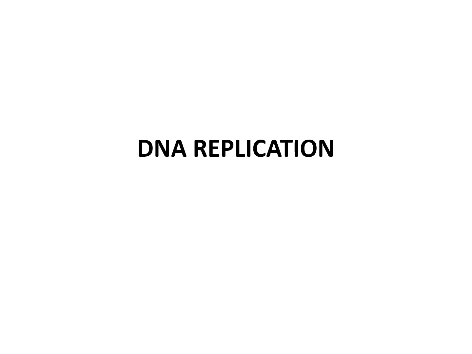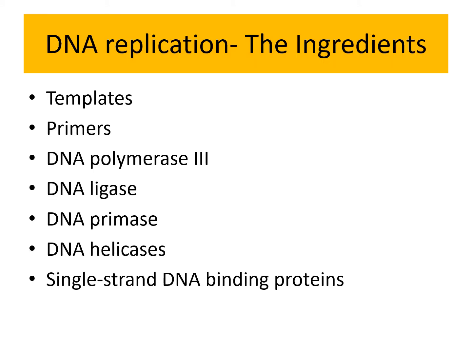First, let's take a look at the process of DNA replication. DNA replication requires these ingredients. You need a DNA template, you need primers, a DNA polymerase 3, you need ligase, DNA primase, helicases, and single strand DNA binding proteins. What are the functions of these ingredients? We're going to have a look at this on the next slide.